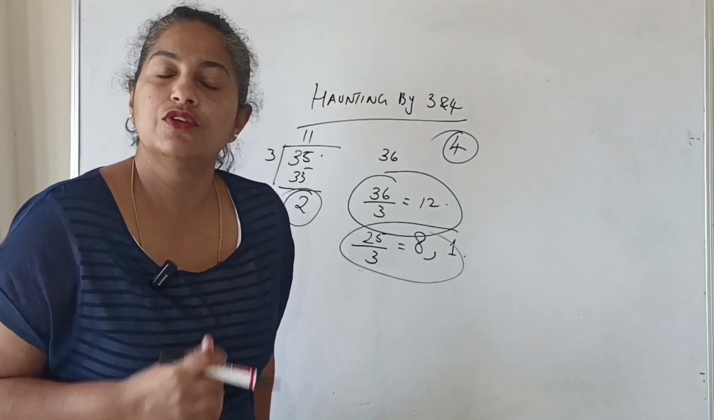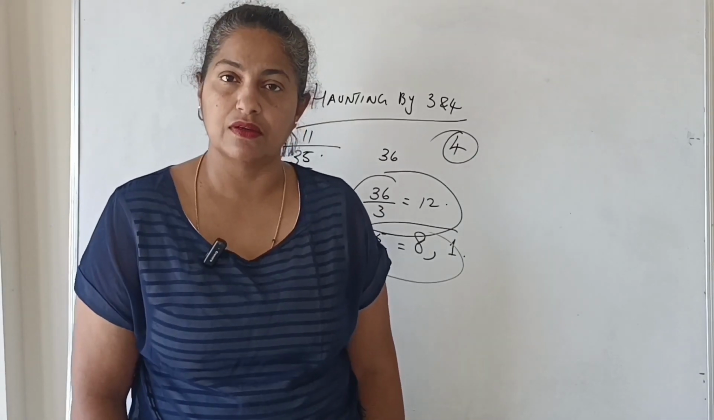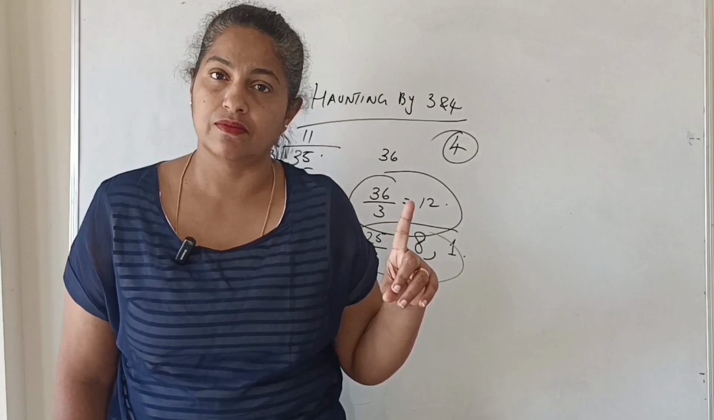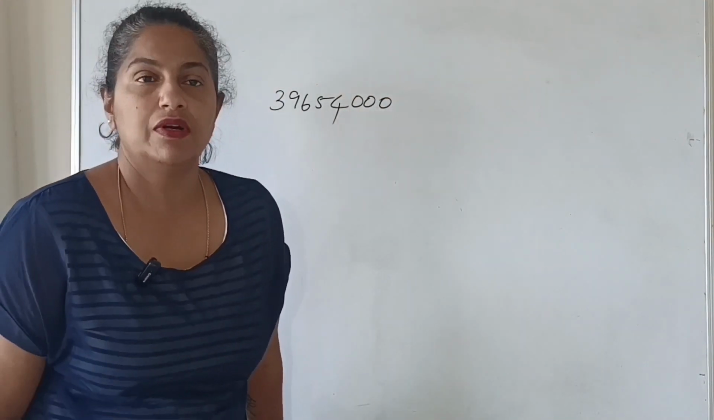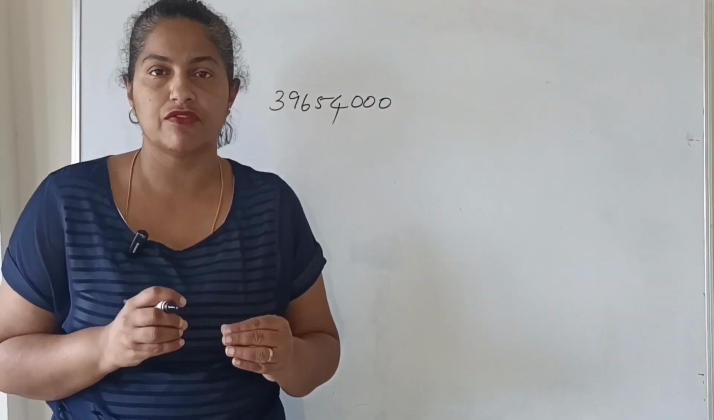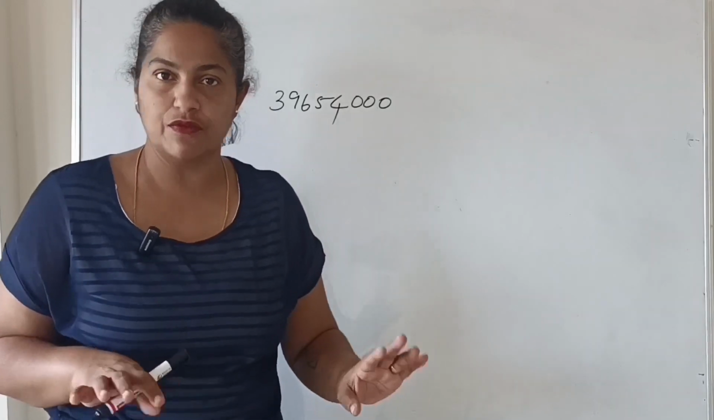Leaving a remainder of 2, you can confidently say there is no way this is going to be a perfect square, because it is leaving a remainder of 2 and not a remainder of 1. You have this number 39654 and 30. Somebody is asking you, is it a perfect square? Do not try to find the square root. Just look at the number and say whether it is a perfect square or not.